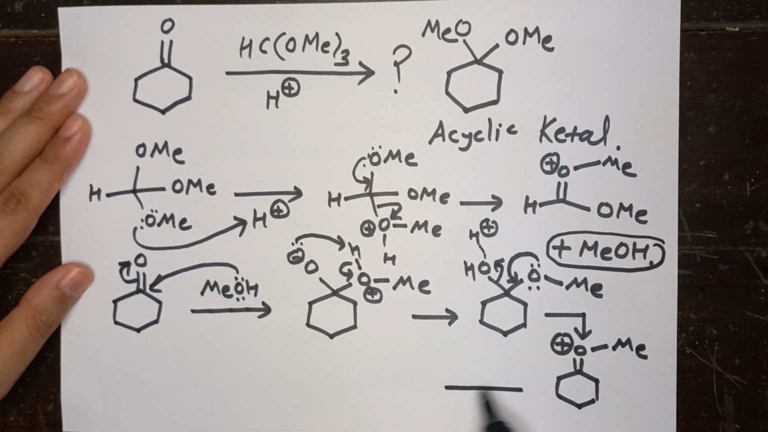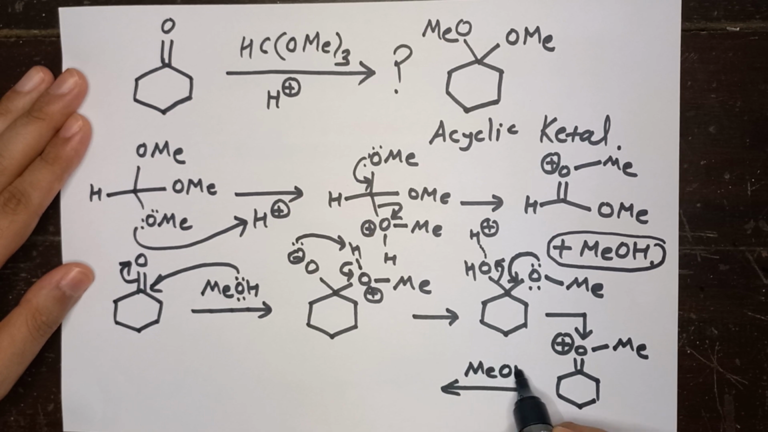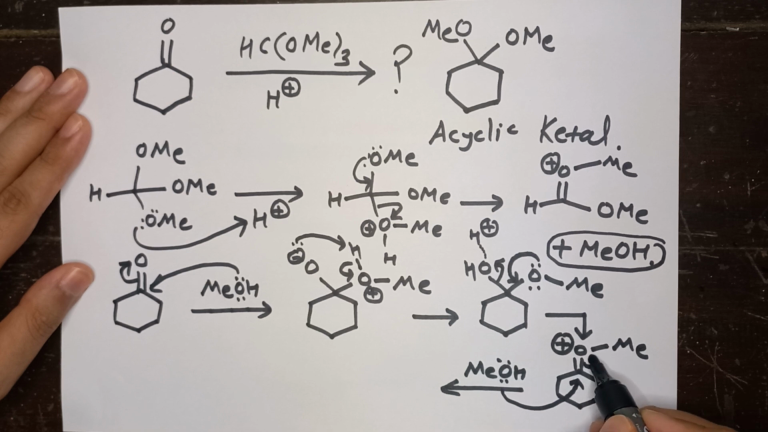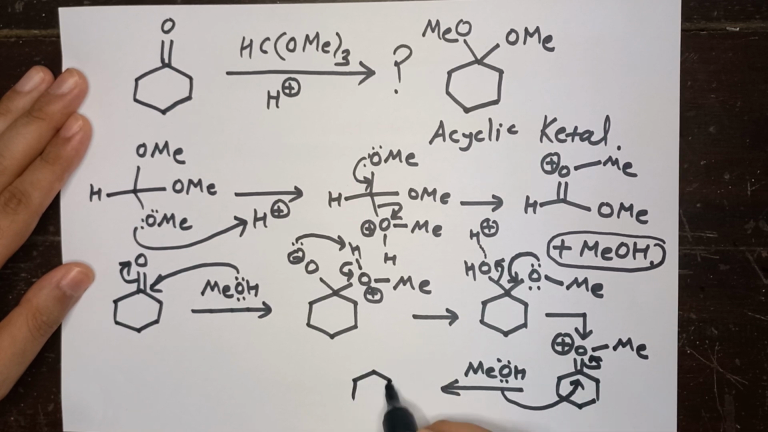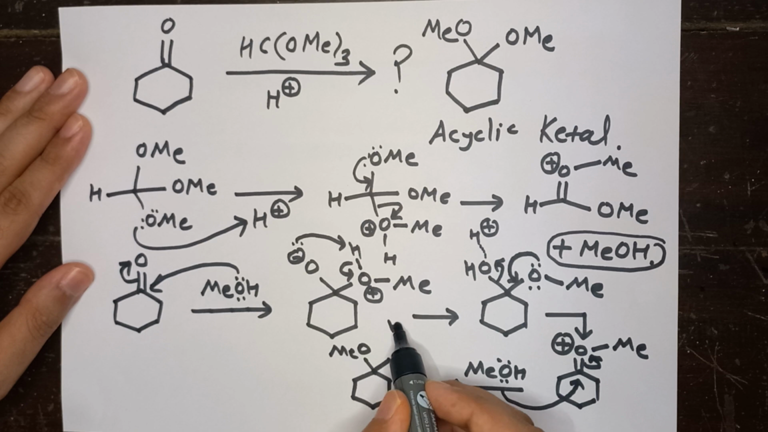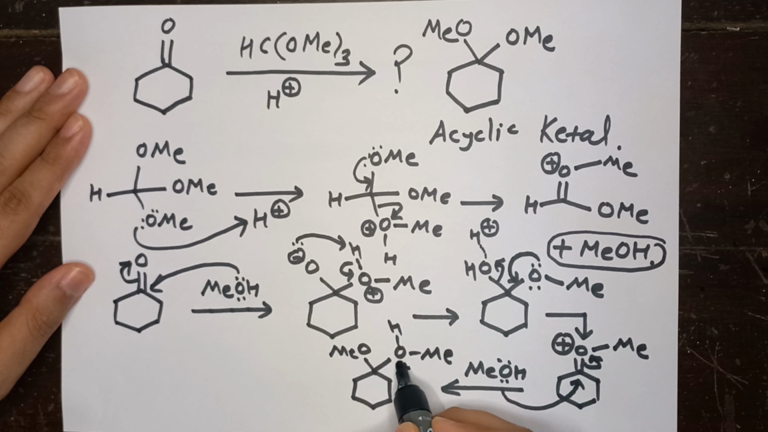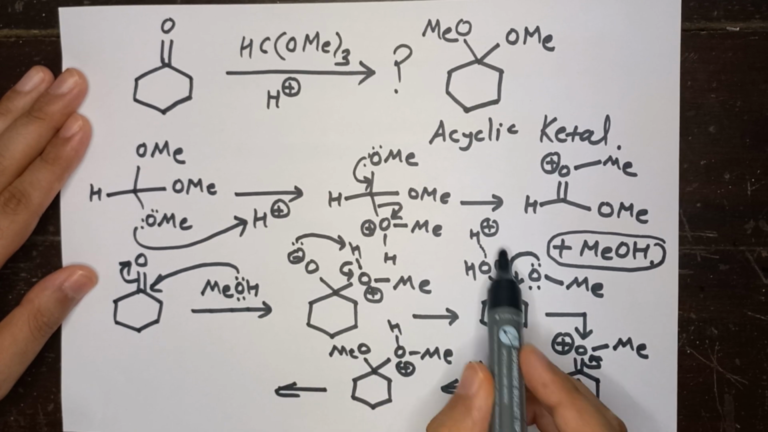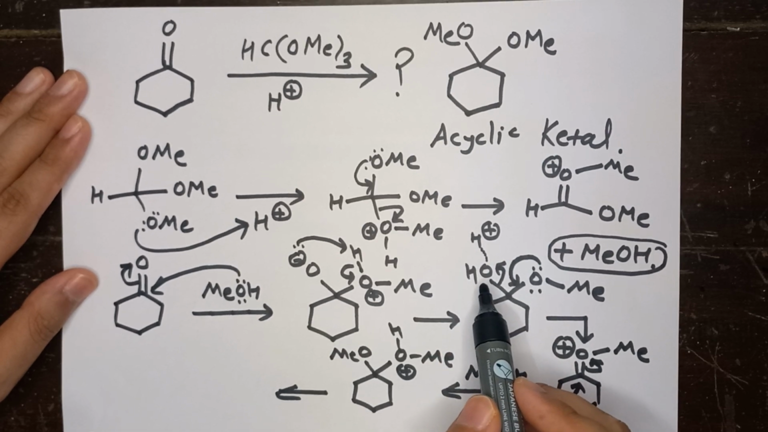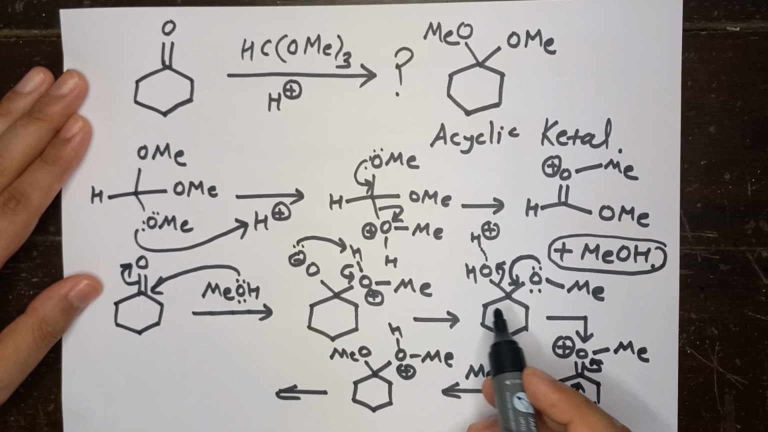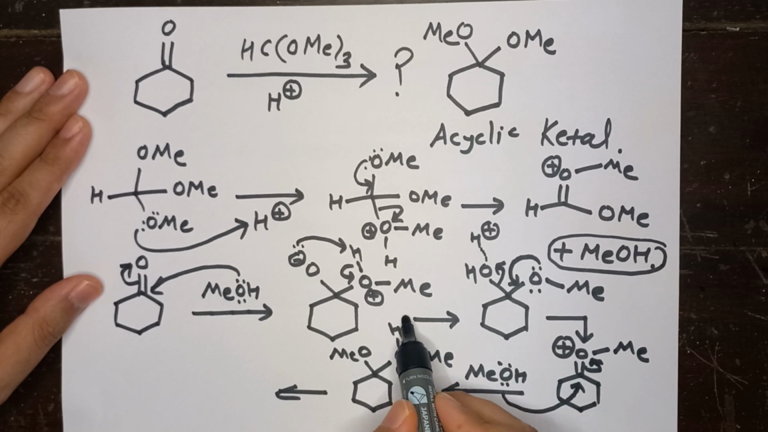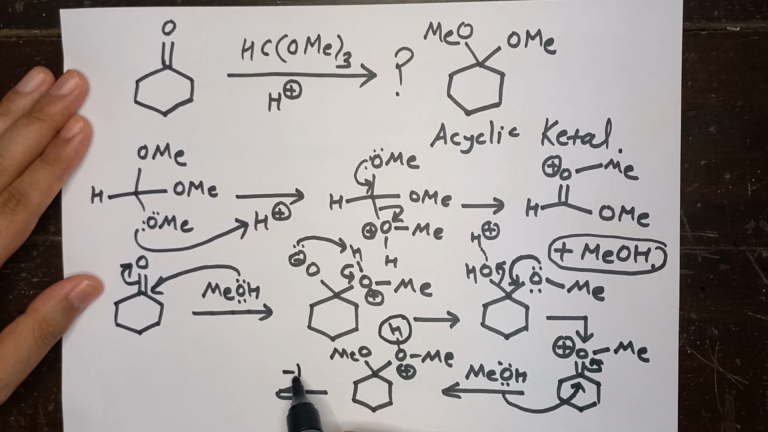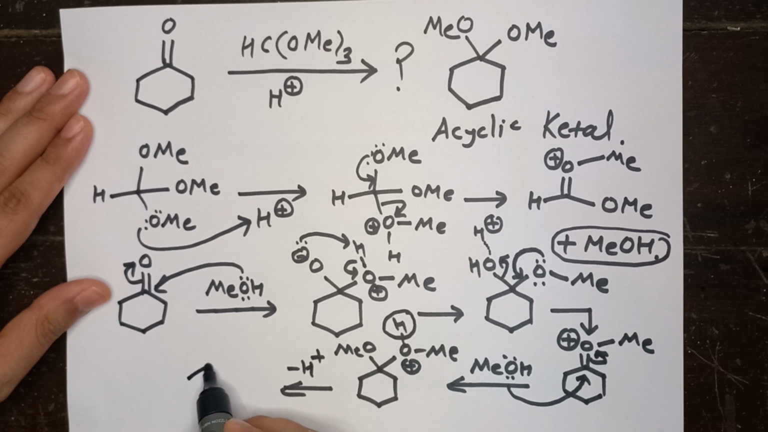So another methanol will come, will attack at this carbonyl system, will open up this bond, and you have an O, Me and OH, Me bearing positive charge. Now you have just removed water here, and water is amphoteric in nature. It can act as an acid and a base. So here it will act as a base, will take away this proton, and by removing this proton you have generated the final product.